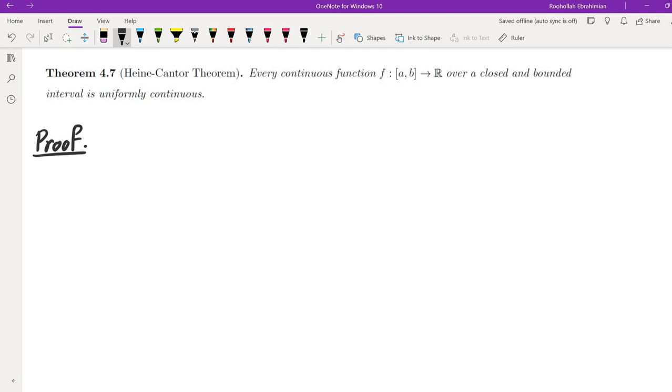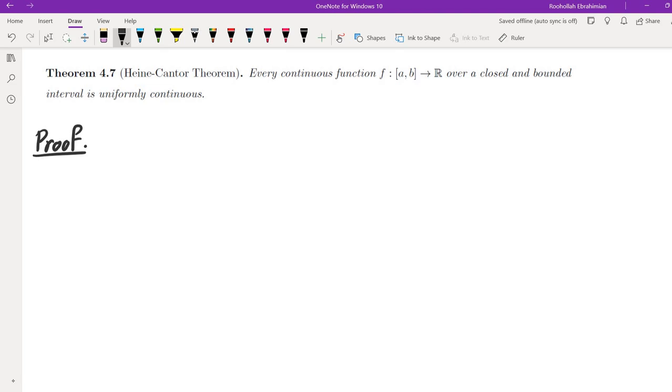Okay, so what do we know? We know our function is continuous. And what are we trying to prove? We are trying to prove that the function is uniformly continuous. Think about what the definition of uniform continuity is. The definition of uniform continuity is if you have two sequences un and vn that the difference approaches 0, then the difference of the functional values also approaches 0.